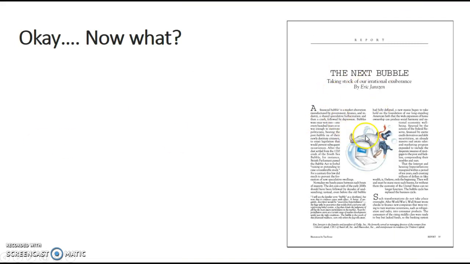Okay. Again, we have another article, and here we can see the source. It's from something called the report. We see the title, the next bubble. We see a picture. We see paragraphs, 1, 2, 3, 4. Here, 5. We see the author. And here we have what we call a subtitle, taking stock of our irrational exuberance. So here we have a word that we might not know, and that's a word we need to look up. Here we have our page number.